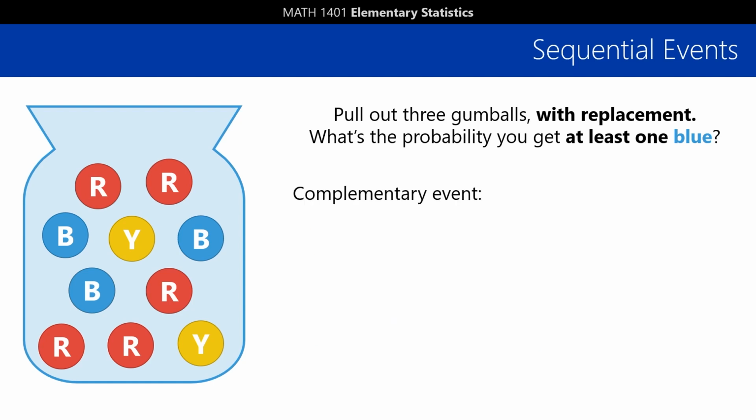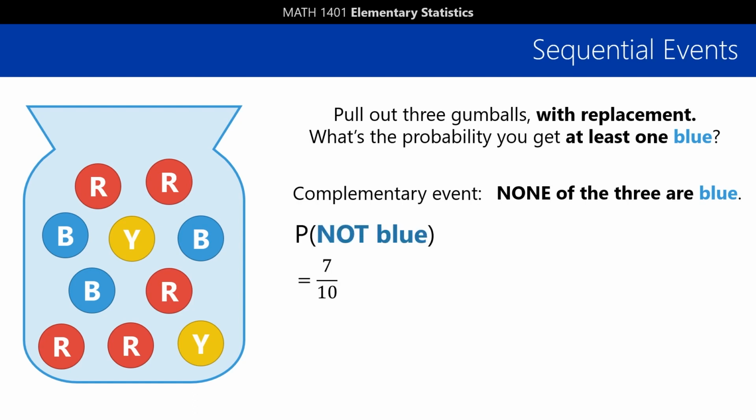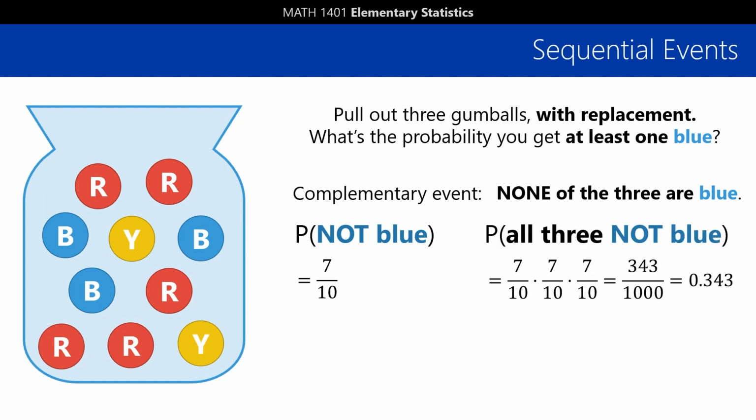What if we considered the complementary event? What's the opposite of having at least one blue? That would mean that none of the 3 are blue. And that's actually a lot easier to calculate. On any given draw, the probability that the gumball is not blue is 7 out of 10. So since the draws are independent since we're replacing it each time, the probability that all 3 are not blue would be 7/10 times 7/10 times 7/10, which comes out to 0.343.